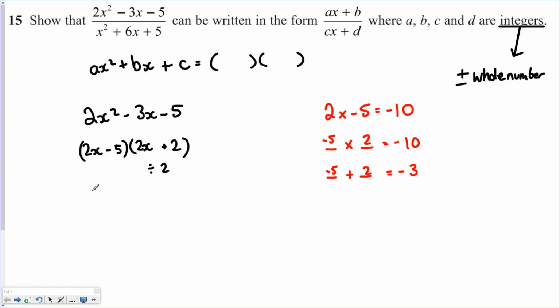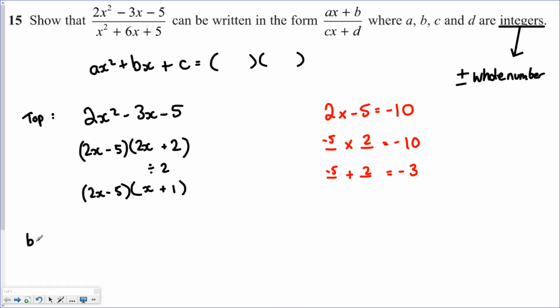The first bracket is going to remain the same, so it's 2x minus 5. 2x divided by 2 is x. 2 divided by 2 is 1. So the factorization of the numerator, 2x squared minus 3x minus 5, is (2x minus 5)(x plus 1). And you can check this answer if you expand the brackets, so you can draw your double claw, and it will equal 2x squared minus 3x minus 5. So this was our top, or the numerator.